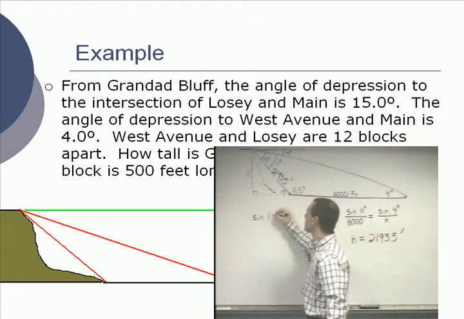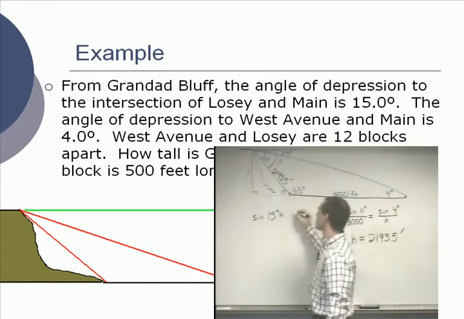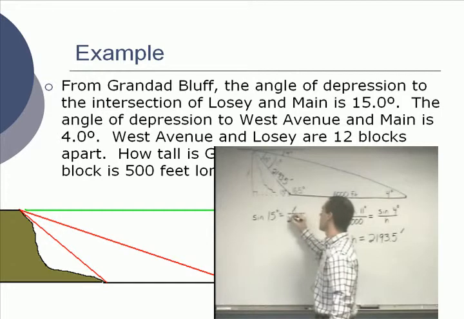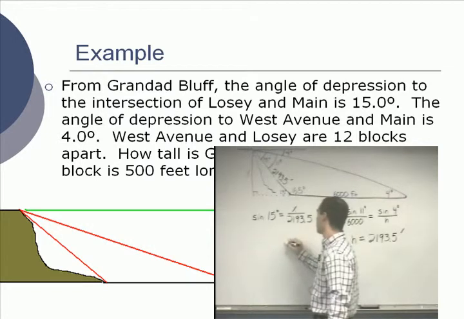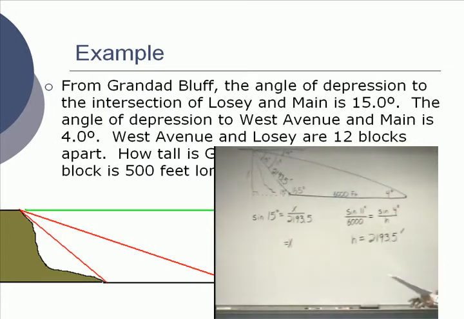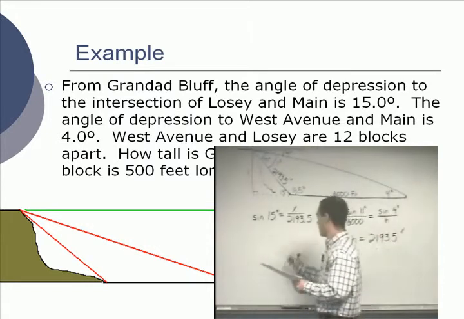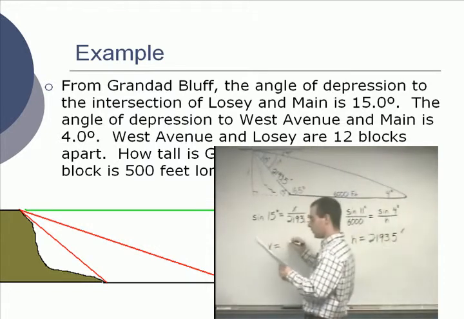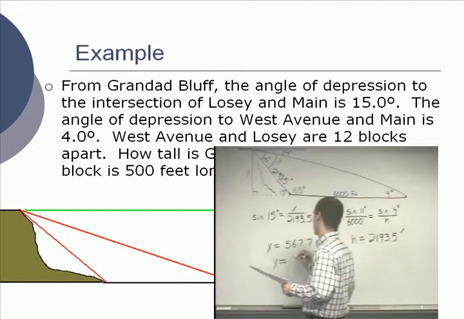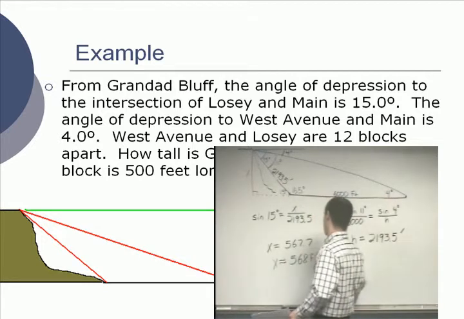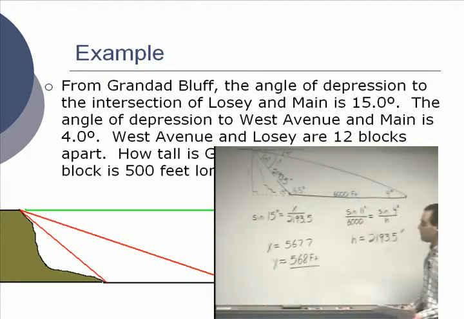Sine of 15 degrees is going to be your opposite side, which is the one that we want, x, over the hypotenuse of 2193.5 feet. And a minimal amount of algebra there will tell you x equals .568 feet, and we're done. So we got to get information about our oblique triangle to have enough information about the right triangle.